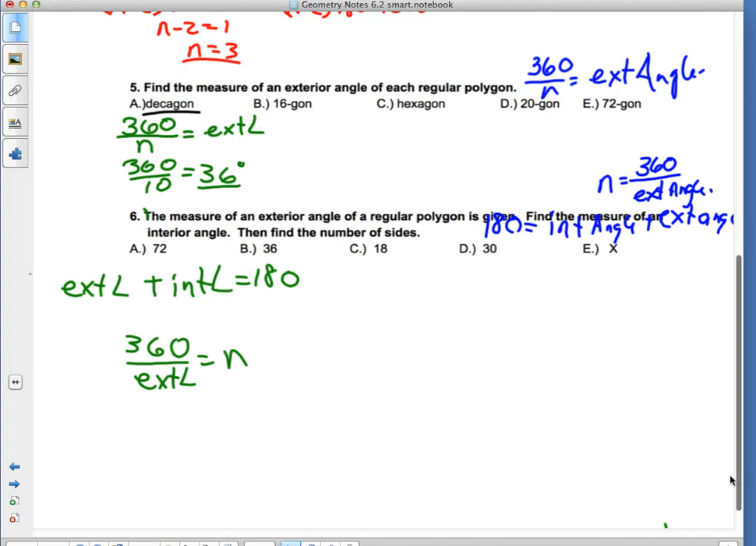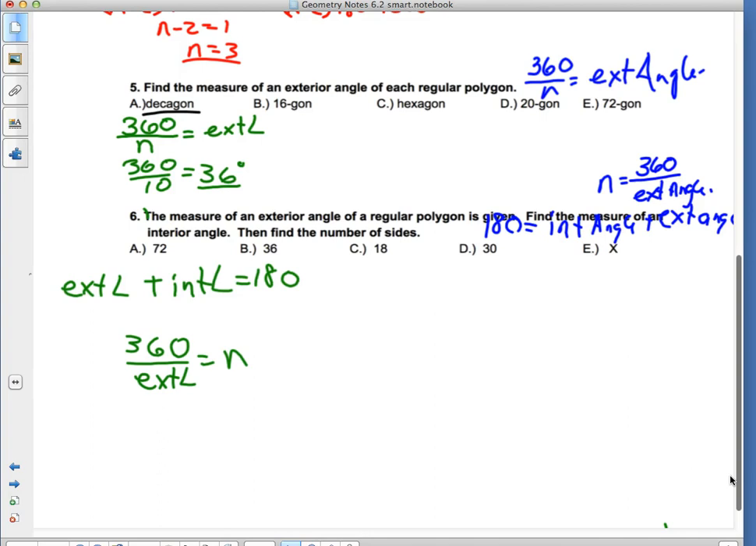But again, to use the exterior angle to find sides, I just go 360 divided by the exterior angle, which gives me the number of sides, okay? I can use the exterior angle to help me find the interior angle because the interior angle and the exterior angle are supplementary. And that's problems 1 through 6 as we go through.